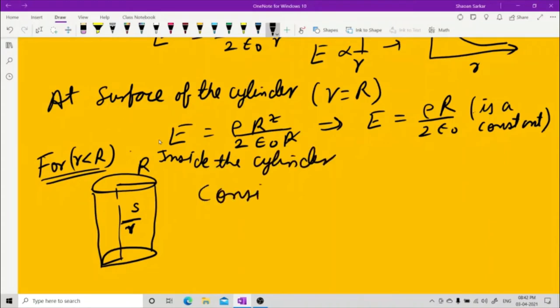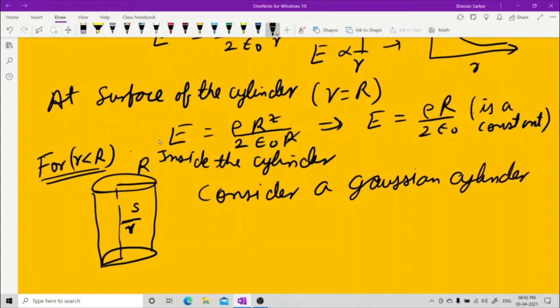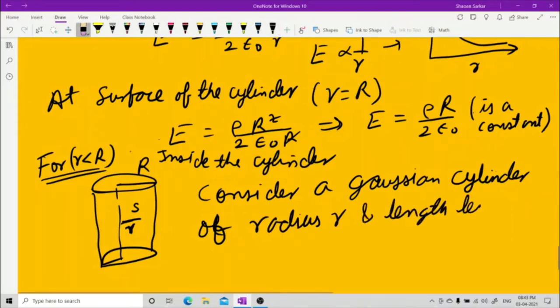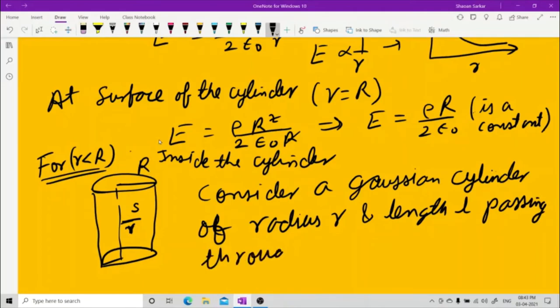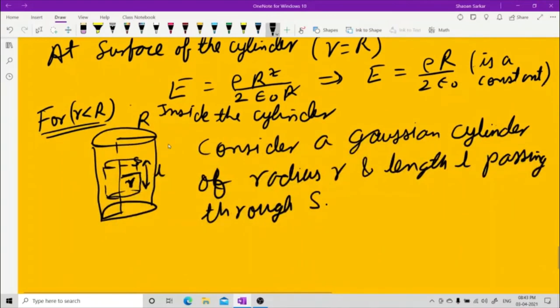Similarly, consider a Gaussian cylinder of radius r and length L passing through S. Now you see one thing. Here is our Gaussian cylinder, of length L. Again the same, with everything the same, whatever I told you, you consider a surface S1 here, S2 here, and S3 here. The electric field is always directed in this sense.